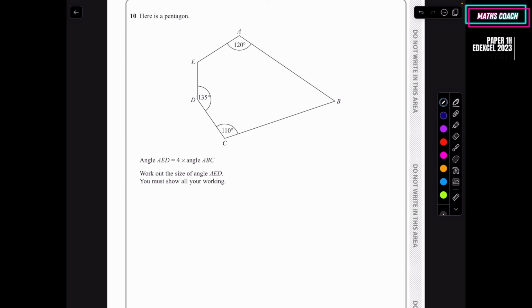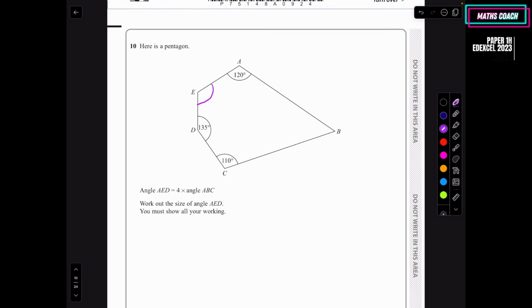Let's have a look at number 10. Here is a pentagon. The angle AED is equal to 4 times what ABC is equal to. Let's go and look for where AED is. That's AED. It's talking about this angle right here. Let's go mark it. So that is AED. And let's go find where ABC is now. So ABC, the angle right there. Now, we are told that this is worth 4 times what that is.